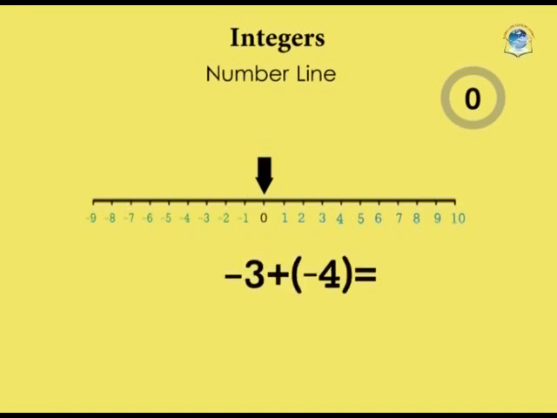And so minus 3 plus minus 4 can be simplified to minus 3 minus 4. So from 0, 3 steps towards the left. 1, 2, and 3. And then another 4 steps towards the left. 1, 2, 3, 4. And so the answer is minus 7.